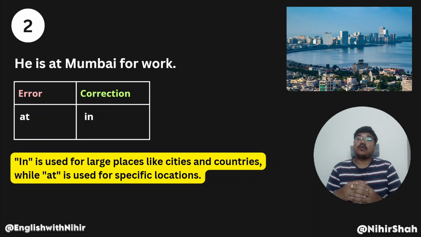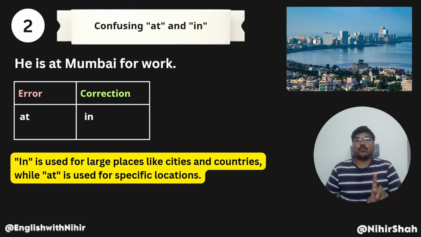Okay, so whenever you want to tell about some specific location, at that time you can use at. But in general, when you are talking about big cities or countries, in that case, you have to use in. So this is mistake number two, confusing at and in.